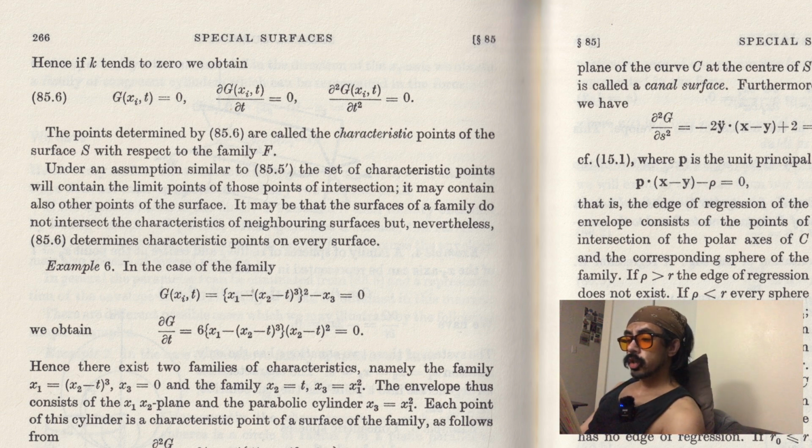Under an assumption similar to the limit assertion for ∂g(ξ, p)/∂p, evaluated at ξ being this ξ₀ point and p being equal to this parameter t, the set of characteristic points will contain the limit points of those points of intersection. It may contain also other points of the surface. It may be that the surfaces of a family do not intersect the characteristics of neighboring surfaces, but nevertheless, the three relations which I had just read above determine characteristic points on every surface.